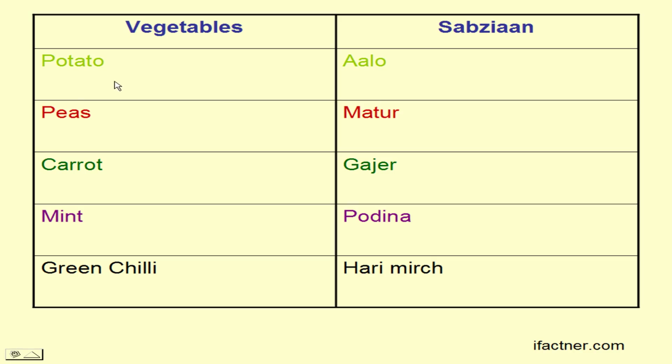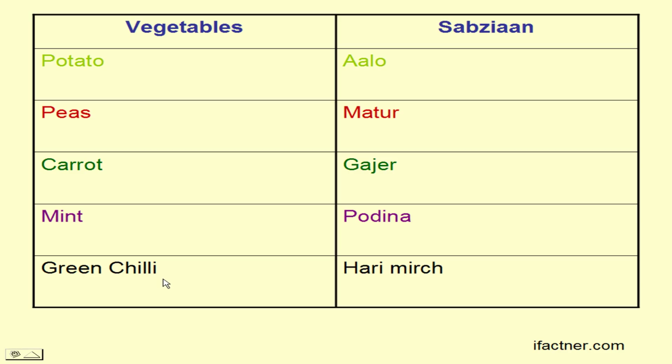Yes, aloo. Potato, aloo. Peas. Matar. Peas, matar. Carrot. It's gajar. Yes, gajar. Mint. Very good. Podina. Mint, podina. Green chili.